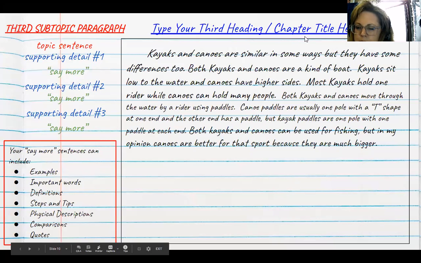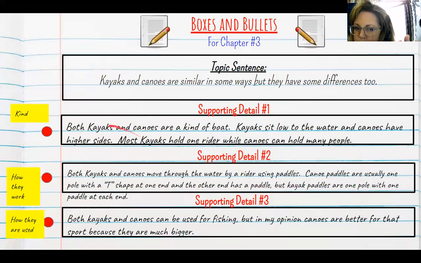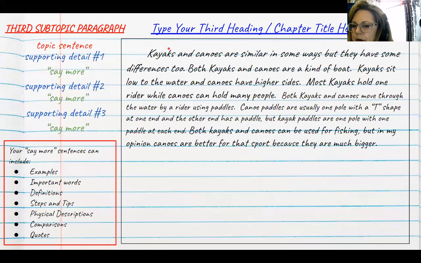Okay, so I'm back. And for this one, I've taken everything from the prior slide where we talked about the kinds, how they work and how they're used. And I've placed it over into my paragraph. So kayaks and canoes are similar in some ways, but they have some differences too. Both kayaks and canoes are a kind of boat. Kayaks sit low to the water and canoes have higher sides. Most kayaks hold 1 rider while canoes can hold many people.